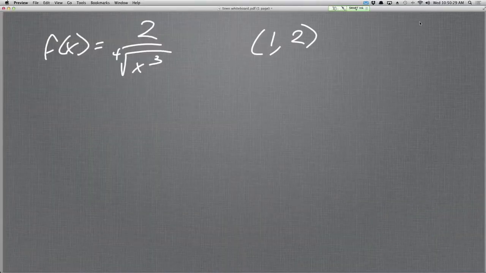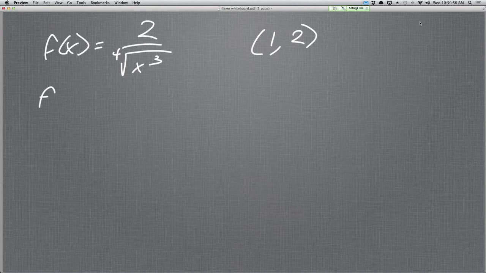Alright, my directions say find an equation of the tangent line to the graph of f at the given point. So we want to write the equation of a tangent line. What 2 things do I need? And this is something I say over and over again. To be able to write the equation of a tangent line, slope and a point. They gave me the point. Where do I get slope from? From the derivative. So I need the derivative.